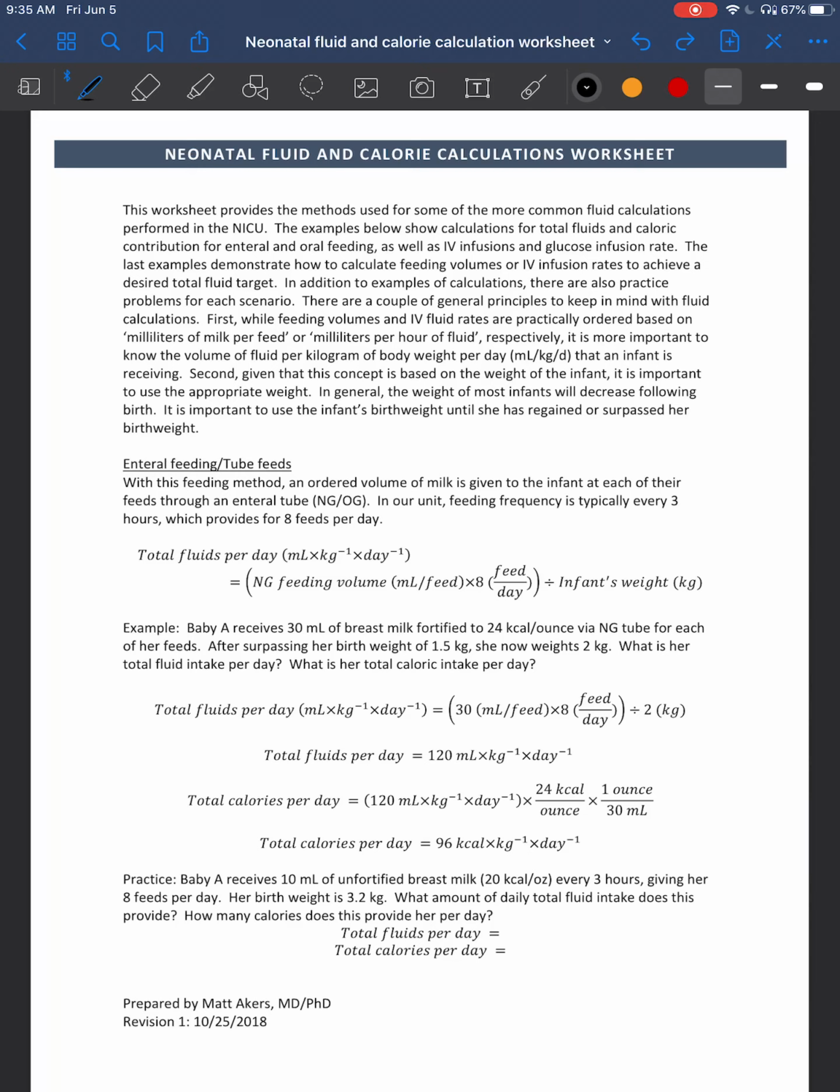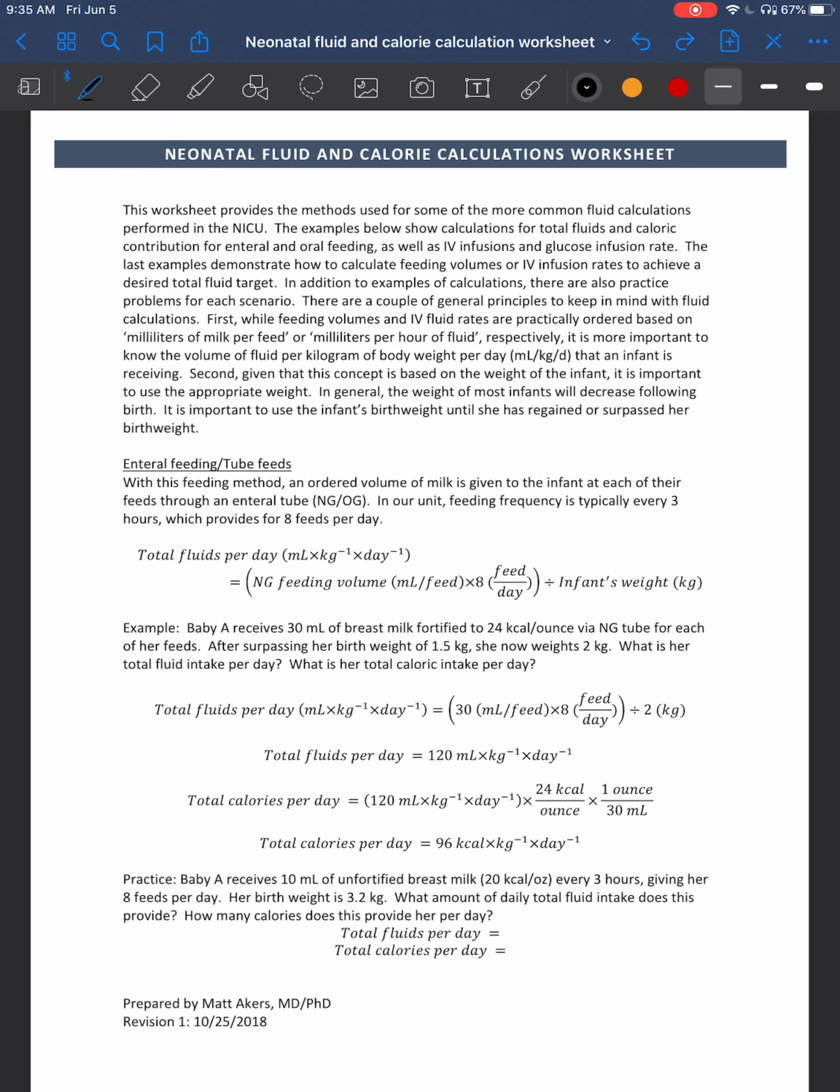Second, given that this concept is based on the weight of the infant, it is important to use the appropriate weight. In general, the weight of most infants will decrease following birth. It is important to use the infant's birth weight until she has regained or surpassed her birth weight.